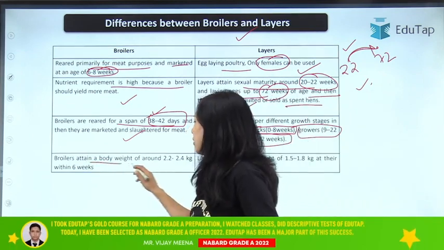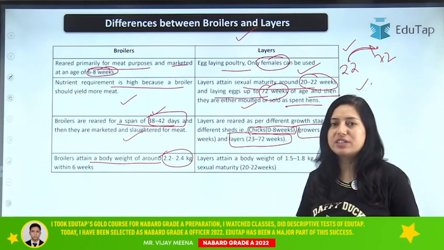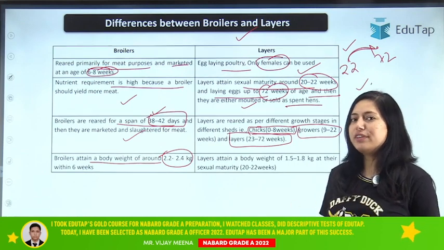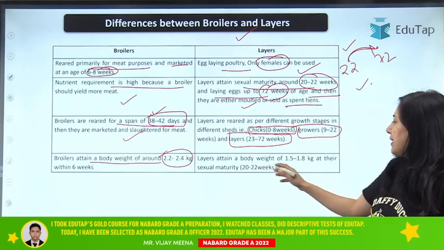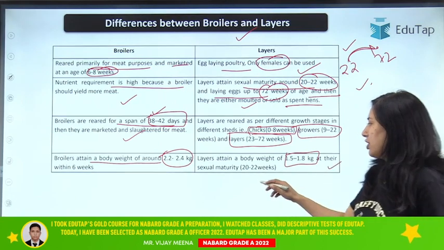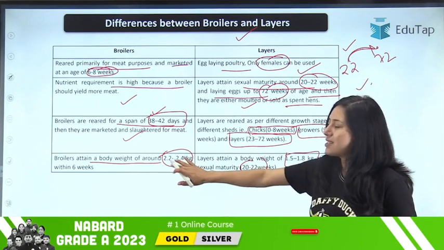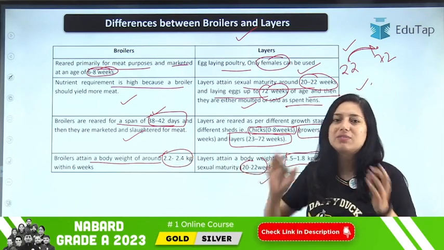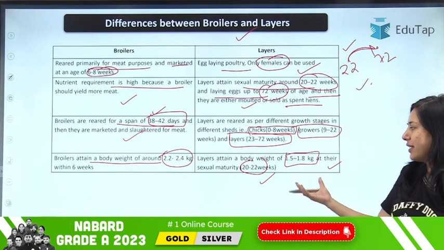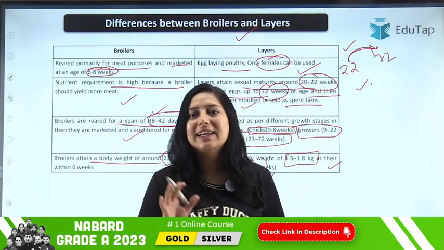Then a broiler attains a body weight of around 2.2 to 2.5 kg. Okay? Then a layer attains a body weight of 1.5 to 1.8 kg at sexual maturity, which is at 20 to 22 weeks. Obviously broilers are for meat production, so their body weight will be more as compared to layers. Layers are for egg production, so their body weight is less. Clear? So that was the difference between broilers and layers.